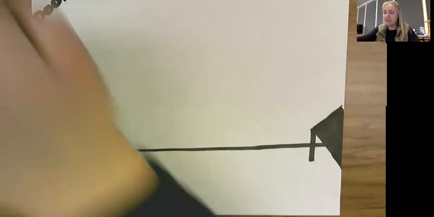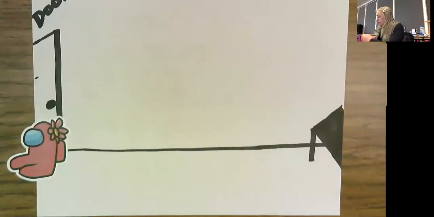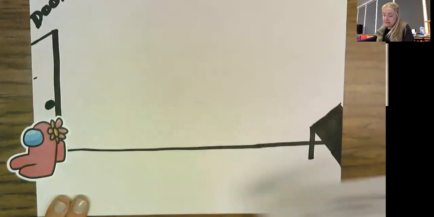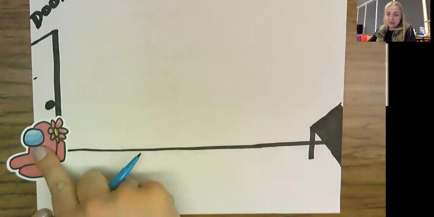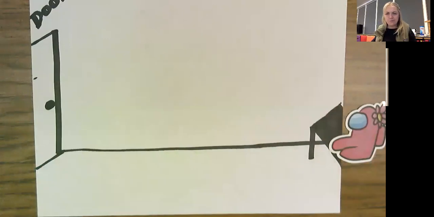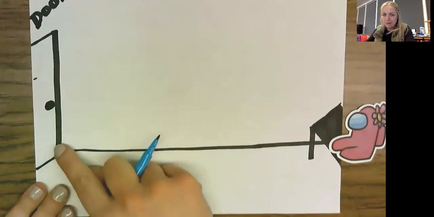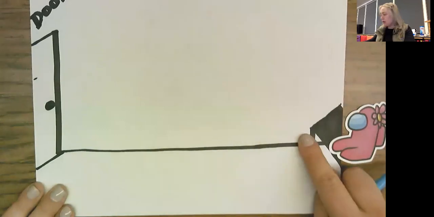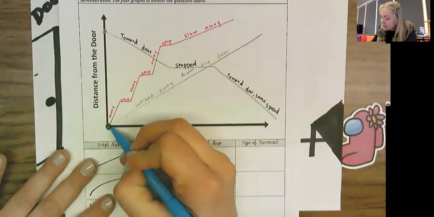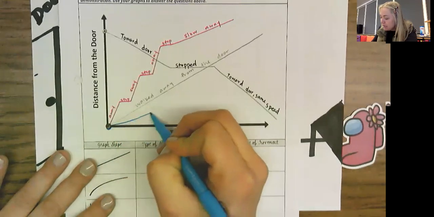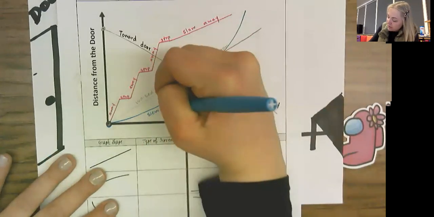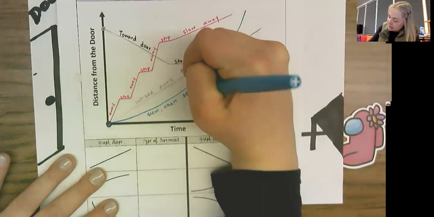Starting at the door, and I'm going to change this one to blue in my graph. This one's always hard to demonstrate in front of the class. Watch my speed this time. Okay, I started out really slow and then I sped up. So what does that look like in a graph? Let's try to sketch that. It's going slowly away, but it's speeding up the entire time. So slow, then speeds up.